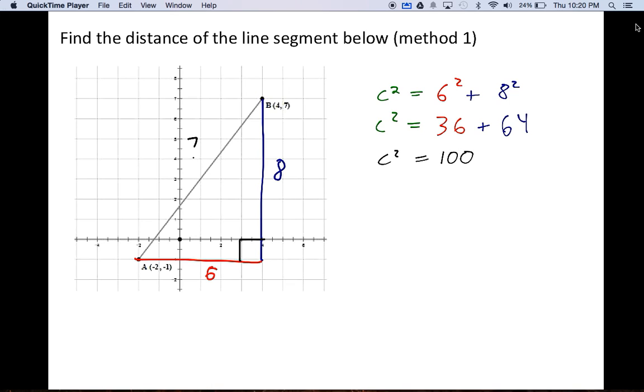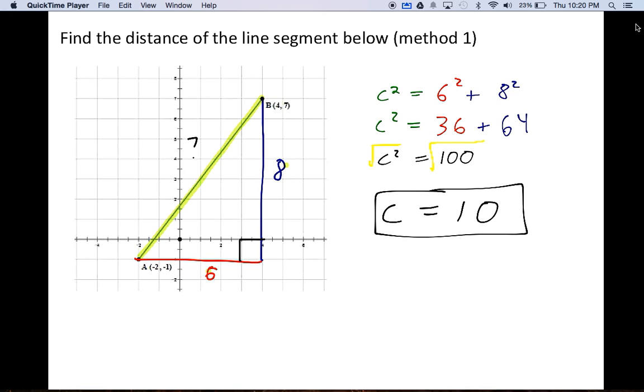And don't forget the last step, because there's no way that this line segment is 100 if this is 8 and this is 6. The last step is to take the square root, and we're left with c equals 10. The answer is 10. This line segment is 10 units. We don't know the units, so we would just say 10 units long.